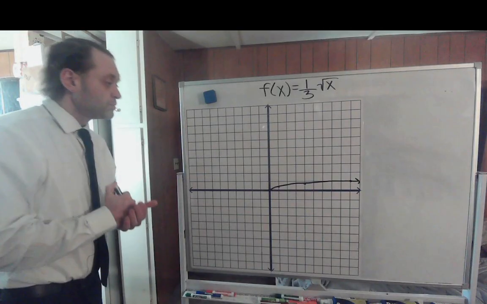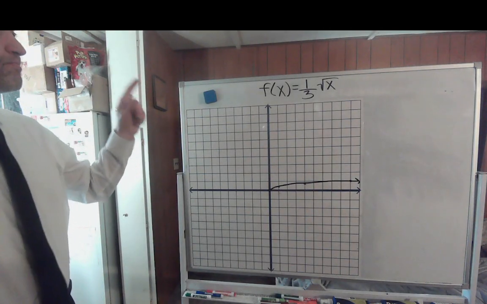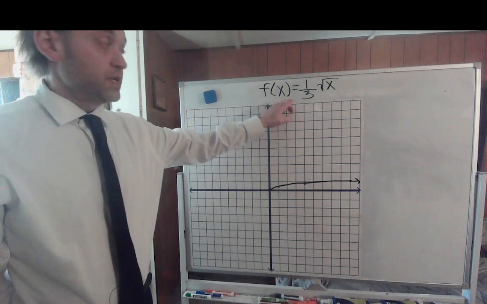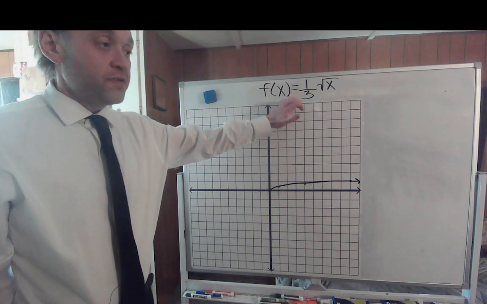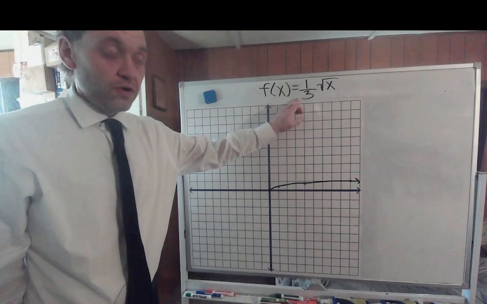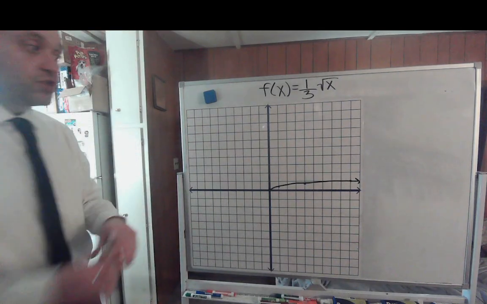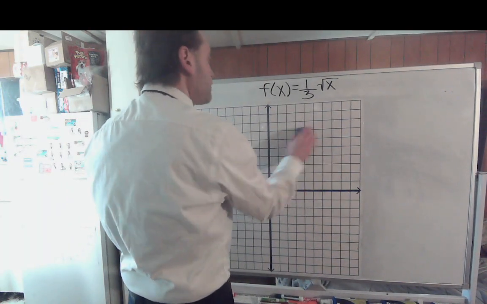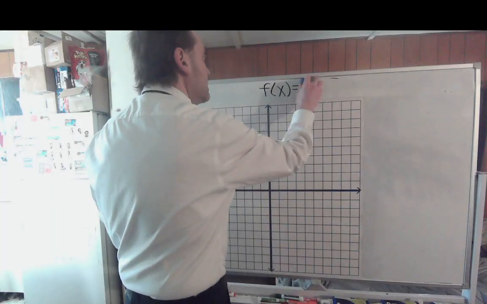So in any function, and specifically this one too, if the coefficient is outside of the square root operator, it's messing with the vertical. Now we'll get to when you have it inside the square root operator in a little bit here.